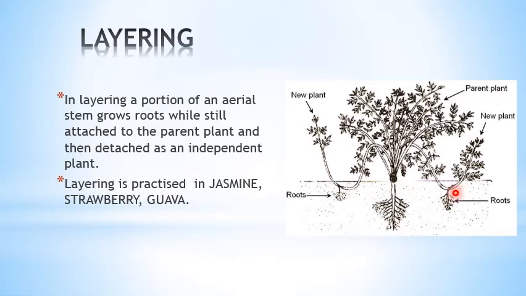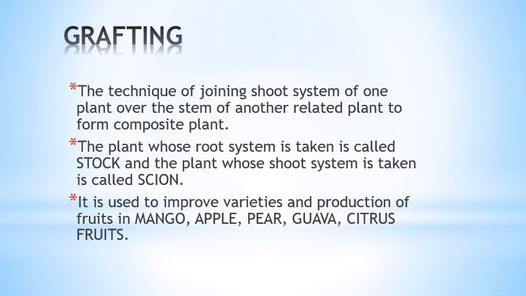In this way you can form the hedges of your garden by having the layering. The very common examples are jasmine, strawberry and guava. The next and very important artificial method is grafting, which we use in a very practical, commercial way while improving the varieties and the production of the fruits in mango, apple, pear, guava.